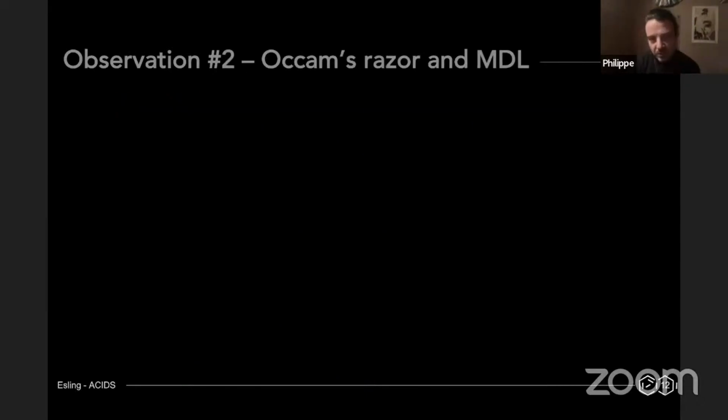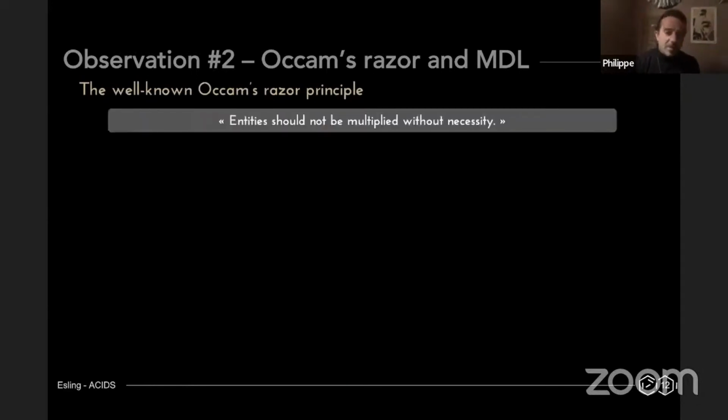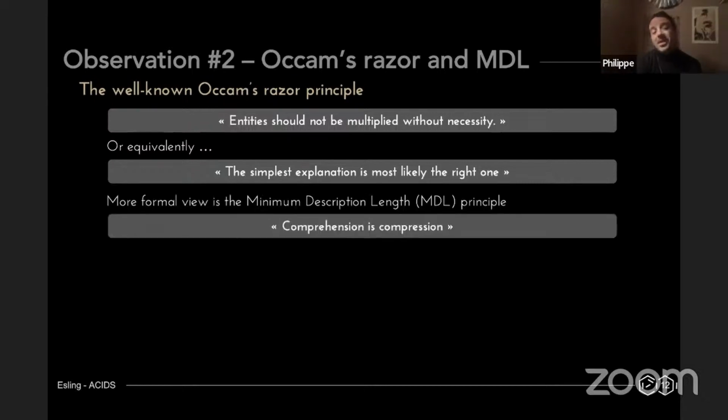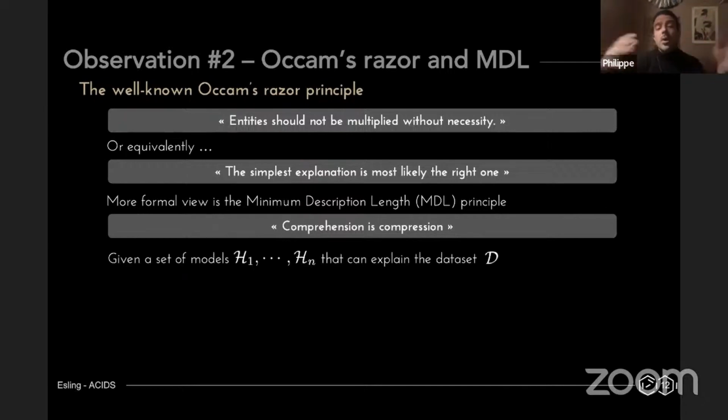Now, the second observation, which is quite more on the philosophical side of what is intelligence and what's an intelligent behavior, is this well-known Occam's razor principle. The actual principle is: entities should not be multiplied without necessity, or equivalently, the simplest explanation is most likely the right one. A more formal way of describing this is the minimum description length principle, which I love, which is that comprehension is actually compression. So you can formalize that and say, let's say you have lots of models that can explain a data set. Here, H is just because it's the hypothesis space, right?